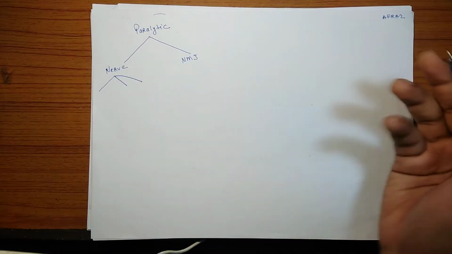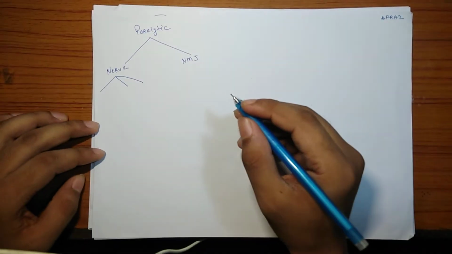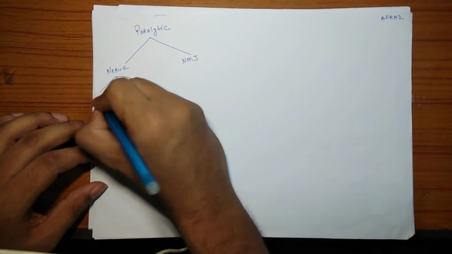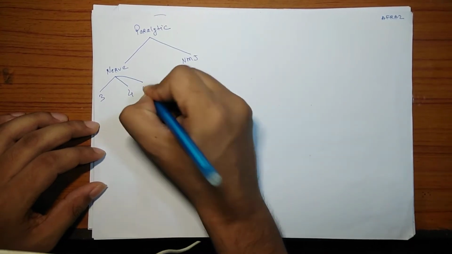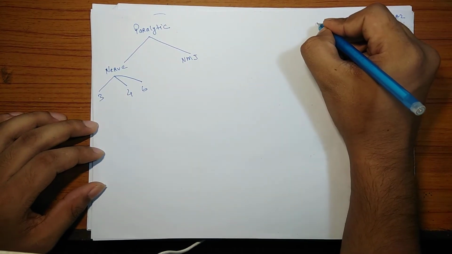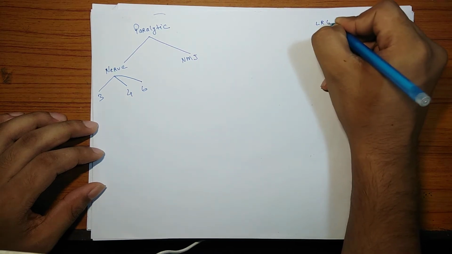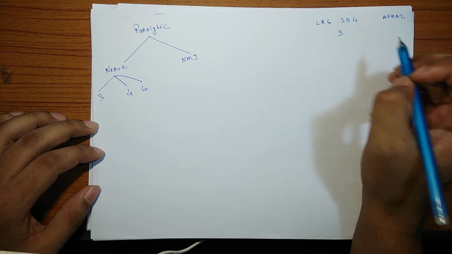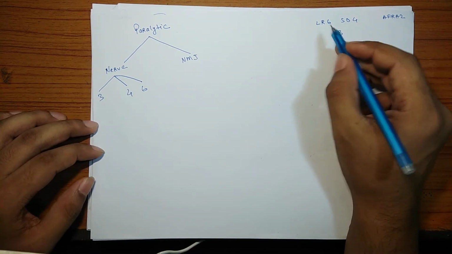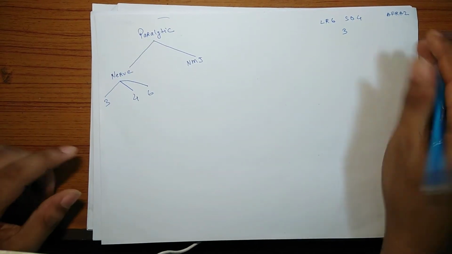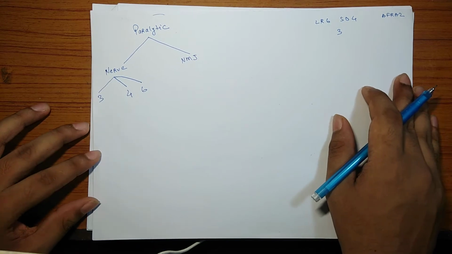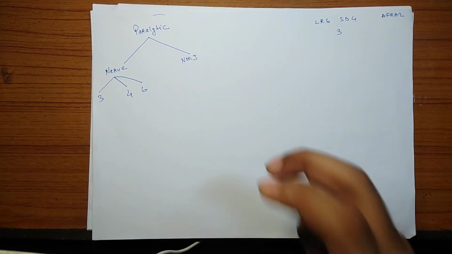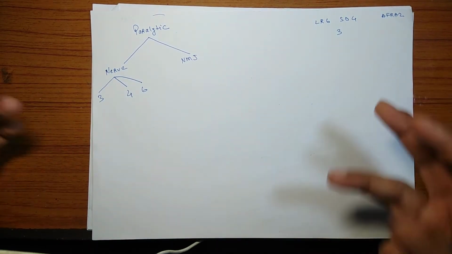The extraocular muscles of the eye, since we are talking about the squint. We are talking about the cranial nerves 3, 4 and 6. So there is a mnemonic known as LR6, SO4 and 3. This means lateral rectus is supplied by the 6th cranial nerve, the superior oblique is supplied by the 4th cranial nerve, and the 3rd cranial nerve supplies the remaining extraocular muscles.